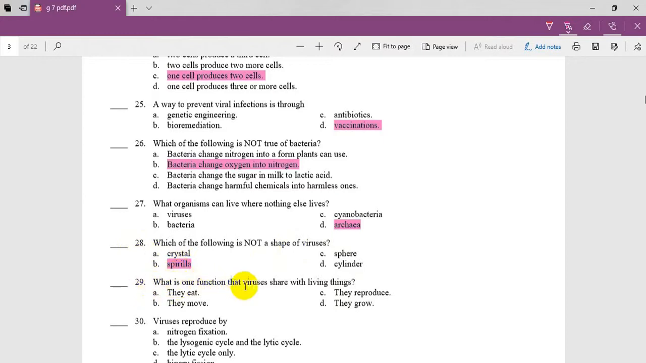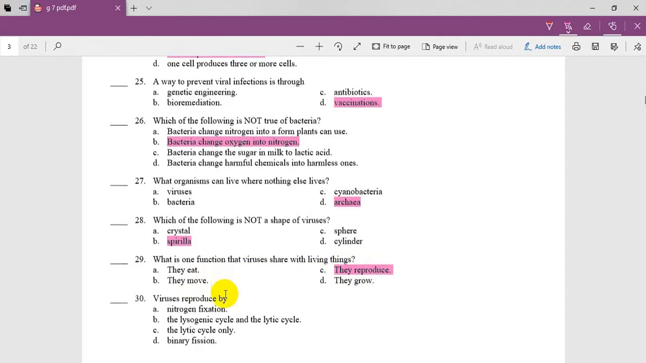What is one function that viruses share with living things? How can we say that virus looks like living things? They eat, they move, they reproduce, they grow. Actually, they don't do A and B and D. They reproduce like living things, and this is how they look like living things.